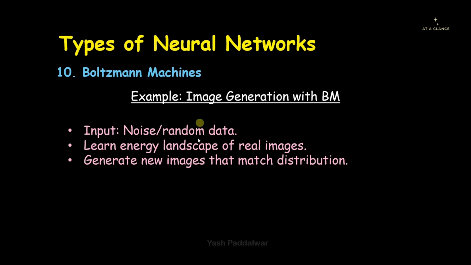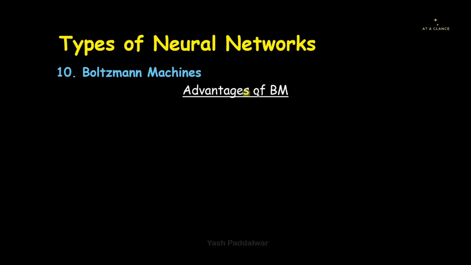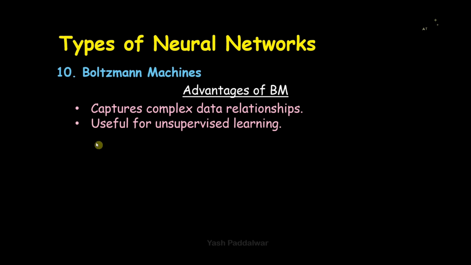Now, after the example, let's move on to the advantages of Boltzmann machines. So here comes the first advantage of Boltzmann machines. It captures the complex data relationships. It captures the intricate and the most important features between the datasets. Next, it is very much useful for unsupervised learning techniques.